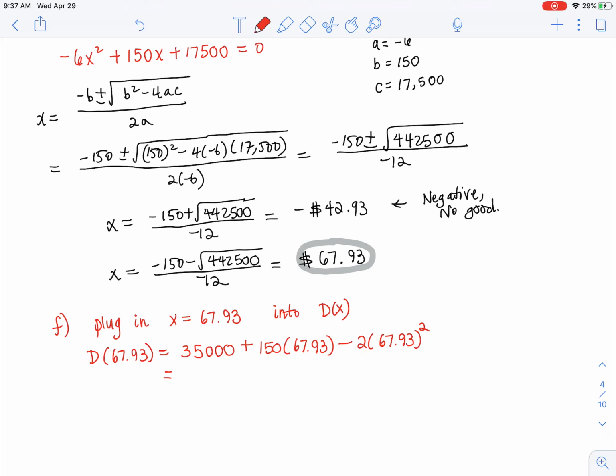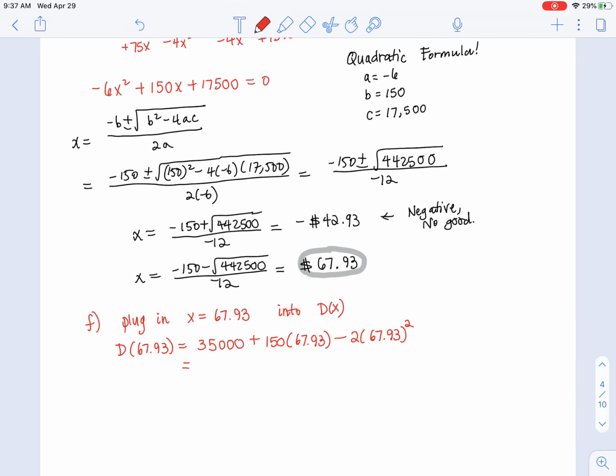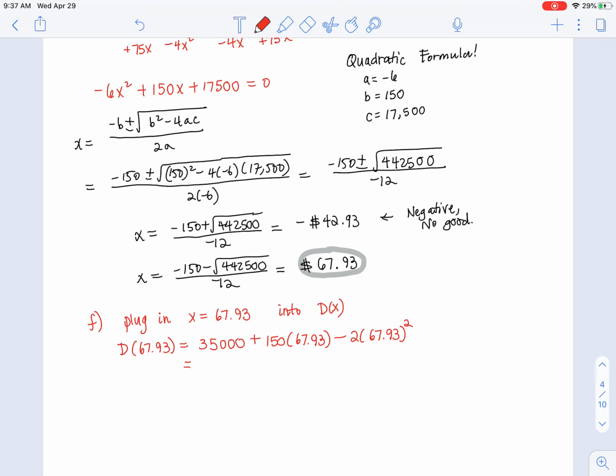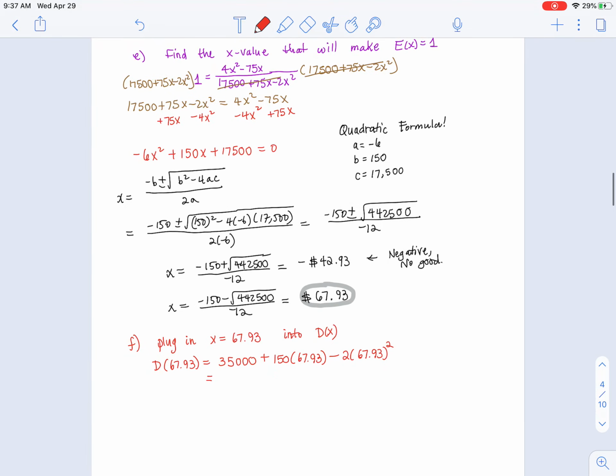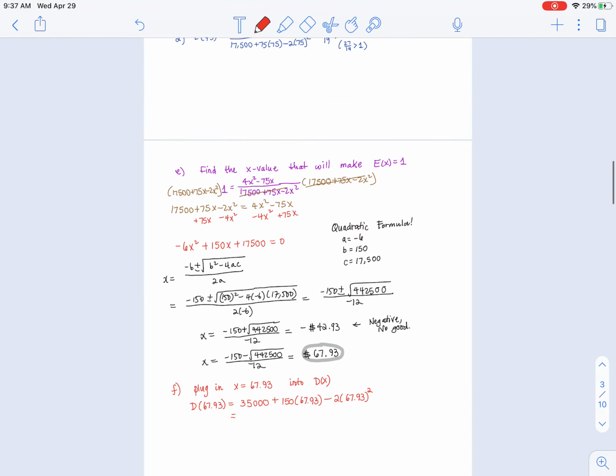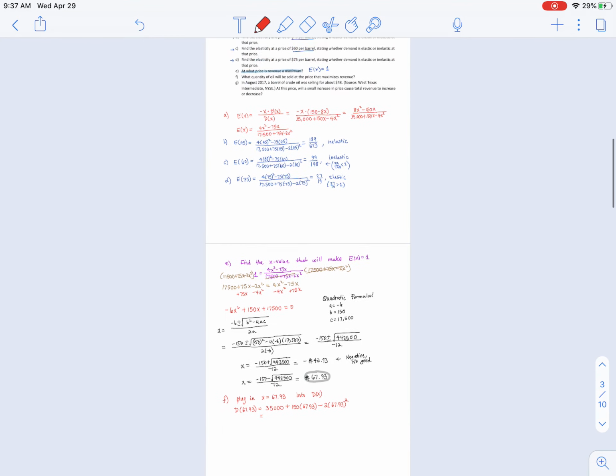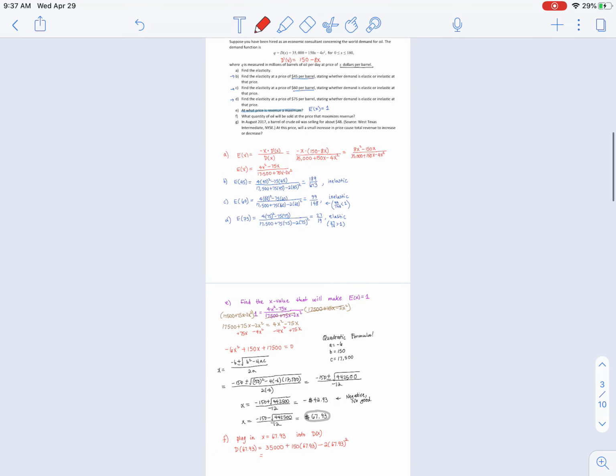So go ahead and type this in. 35,000 plus 150 times 67.93 minus 2 times 67.93 squared. And that comes out to be, I'm getting worried. This doesn't look like the answer that I got. Now, is that even the right demand function? Oh, jumping from one page to another is just so difficult, guys. Give me 1 second.